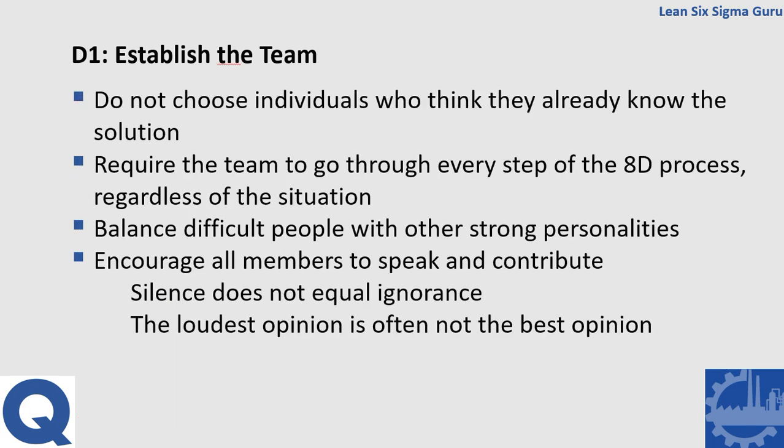When we establish a team, we want to make sure we don't choose individuals who think they already know the solution. This is important. Many times we sit down in the first meeting and somebody says, wait, I already know what this is. Don't do it. If solving problems was that easy, we wouldn't need teams following standard processes to do it. We'd just go out and fix problems. If they really understood that well how to fix it, they would have done it already. Don't choose people with preconceived ideas about the cause or the solution.